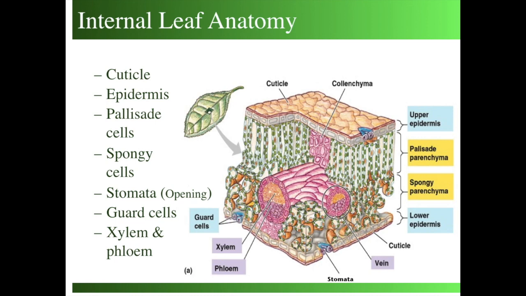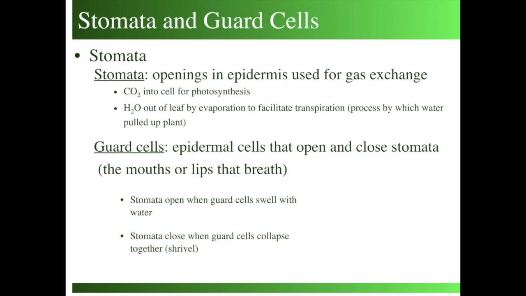during photosynthesis. As I said, the stomata is the opening, the space where oxygen and CO2 are exchanged. Plants take in CO2 for photosynthesis, and then they breathe out oxygen, as well as water leaving through evaporation, called transpiration. And as I said, the guard cells are those lips, those mouths that open and close.